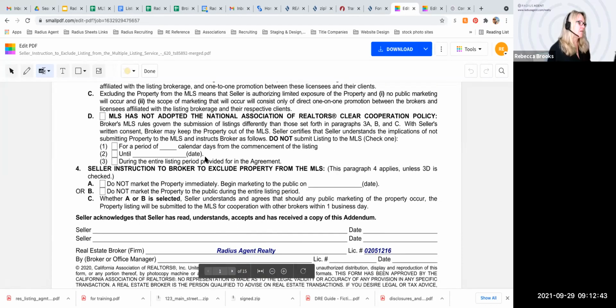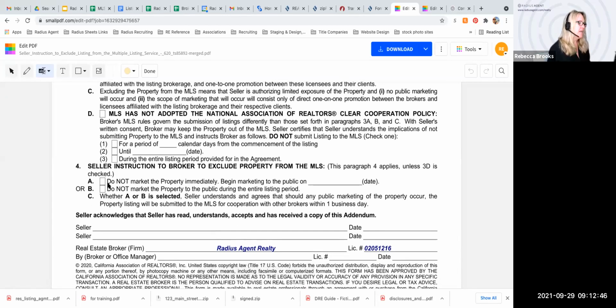So you're going to want to talk to the seller about the timeframes for getting your property ready. And this is where you're going to decide. Usually you're going to use this paragraph right here where it says seller's instruction to broker to exclude the property from the MLS. And this is where you put do not market the property immediately, and then you begin marketing it on a date, or you do not market the property to the public during the entire listing period. Okay, so that means that's a pocket listing. It's never going to go on the MLS. Okay, and you're never going to go out to the public. So that's really not in the seller's best interest, right? Because you want to have the most number of eyeballs and the most number of people, prospective buyers, looking at the property.